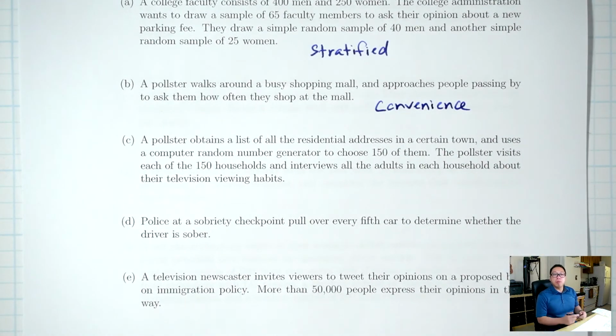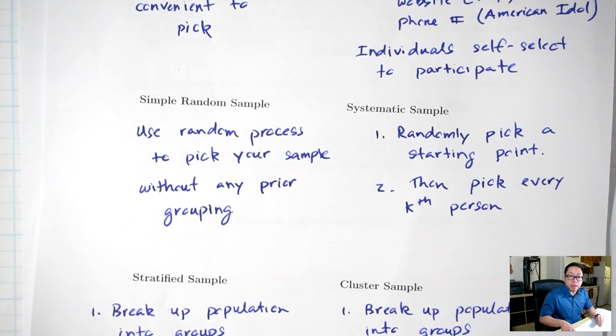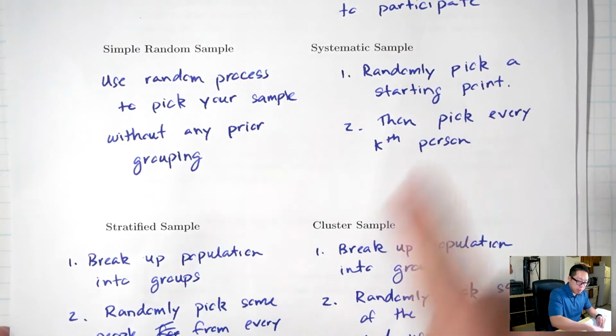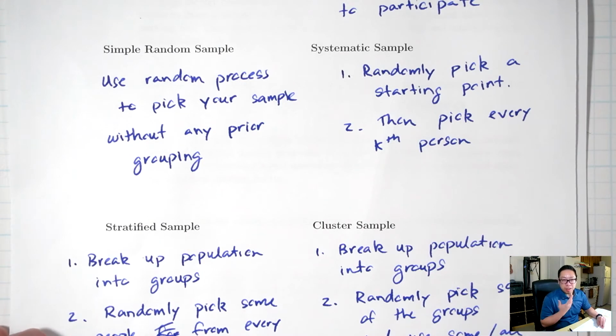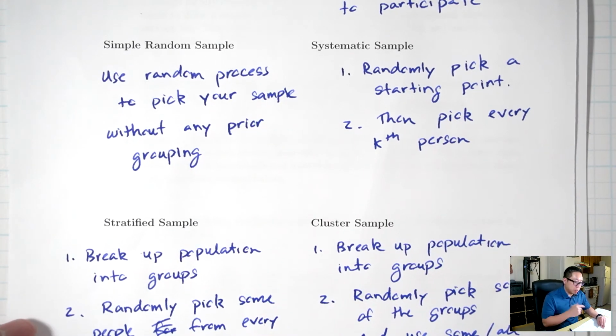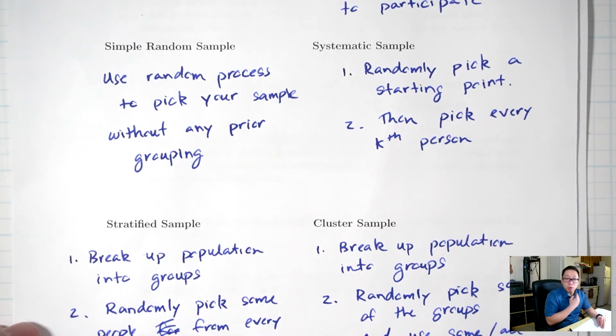Part C. A pollster obtains a list of all the residential addresses in a certain town and uses a computer random number generator to choose 150 of them. The pollster visits each of the 150 households and interviews all of the adults in each household about their television viewing habits. Okay, so remember, we're picking people. I do see random here, so this is either going to be simple random, systematic, stratified, or cluster. It's not going to be systematic because I didn't see the words every third, every fifth person. So it's either going to be simple random, stratified, or cluster.